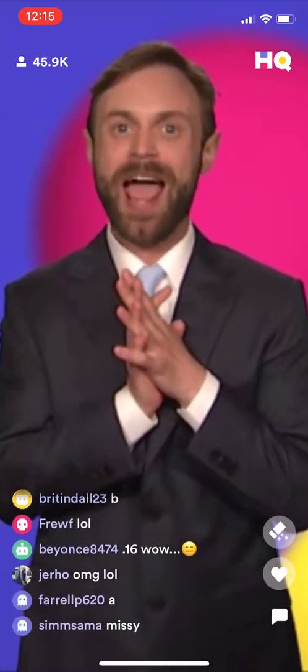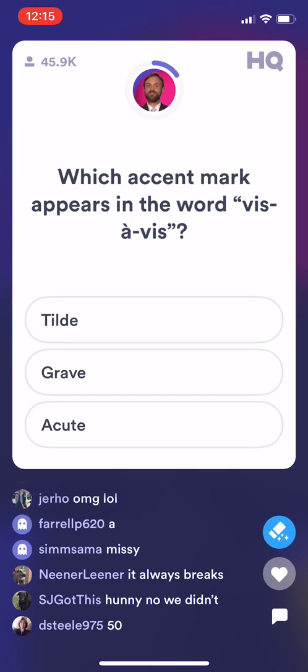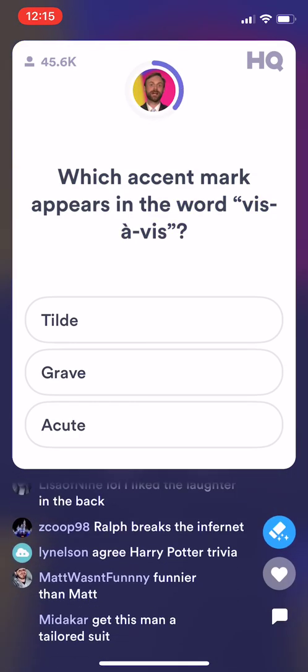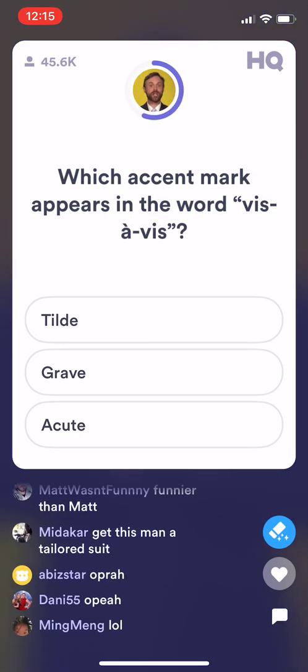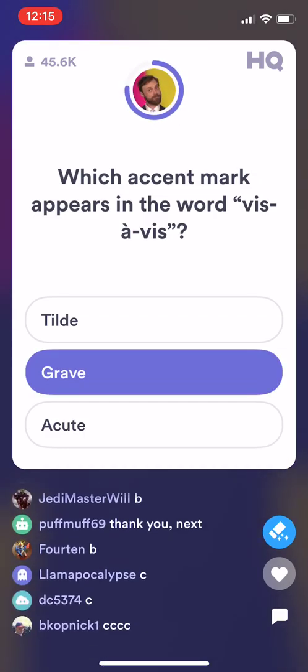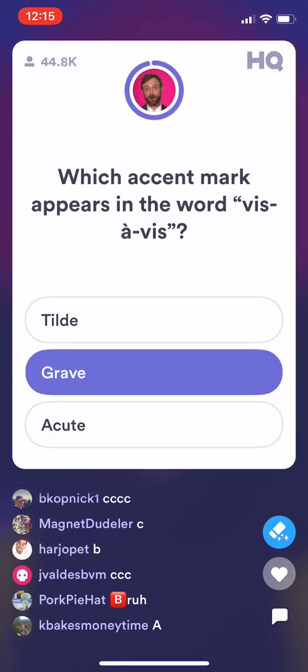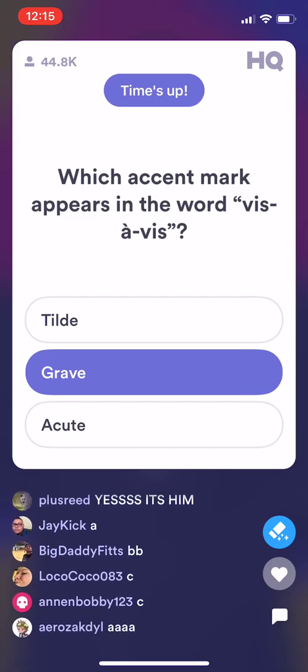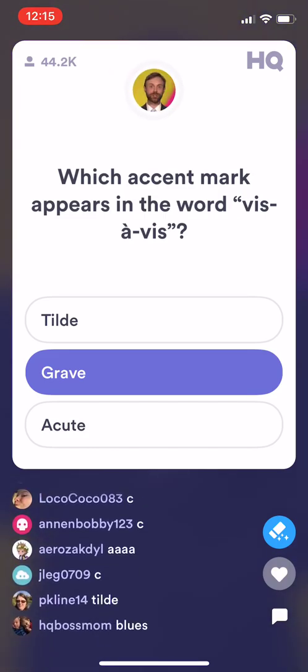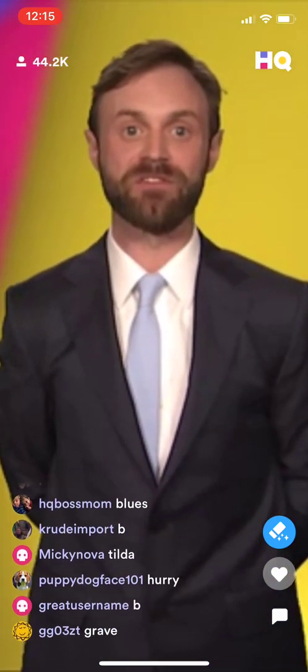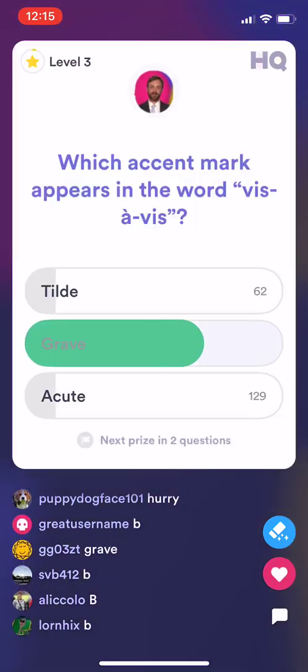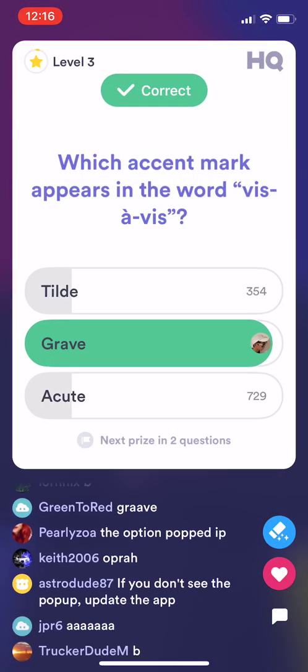Question number 10. Which accent mark appears in the word vis-a-vis? Is it a tilde, grave, acute? I've never seen that word before, but let's take a look. All right. An accent that leans towards the left, like in the word vis-a-vis, is called grave. That's right. How many people got it right?